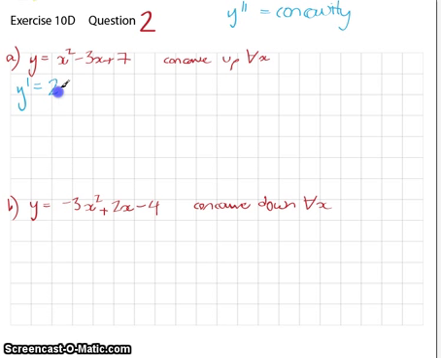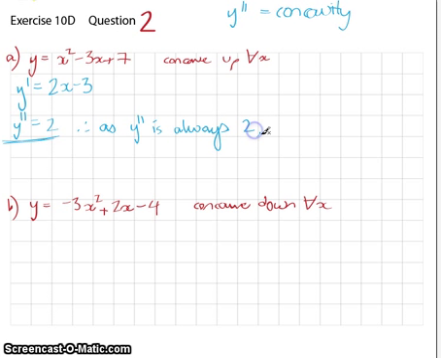Using the power rule here, I get 2x minus 3. That's just the first derivative. I actually want the second. I can see that it's 2. What I have here, I need to show that it's concave up for all x. Well, it actually doesn't matter what x is, because this is always positive.